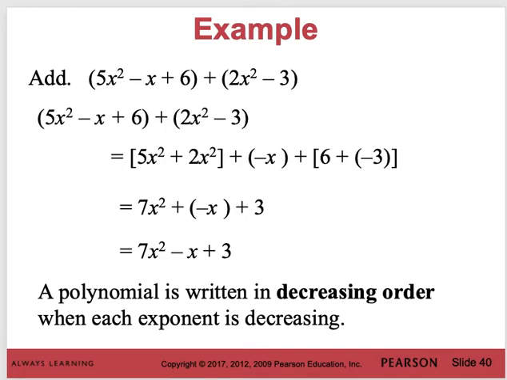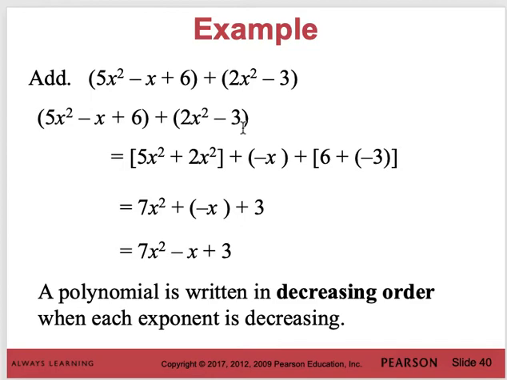So we can use these polynomials and we can add them together. If we're adding polynomials together, we first want to list these in decreasing order and also combine our like terms together so that we can simplify. So first we'd have 5x squared minus x plus 6 plus 2x squared minus 3. If I'm looking for like terms, the x squares are a like term, x is a like term, and our whole numbers are like terms.